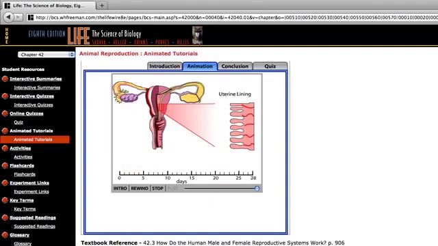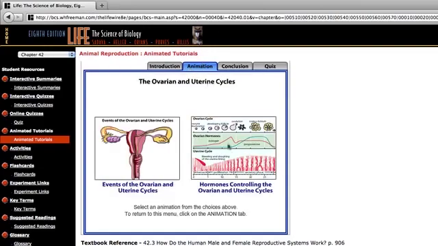Now we've seen how the normal female has normal menstruation every 28 days. However, we need to understand how hormonal balances in the body, regulated by the hypothalamic-pituitary axis, actually regulate this. So now let's go ahead and click on animation again. Now we can see how the hormones, which are estrogen and progesterone, regulate this cycle.